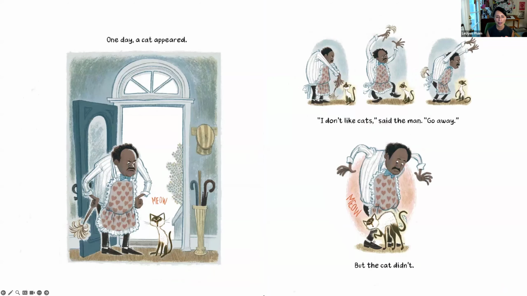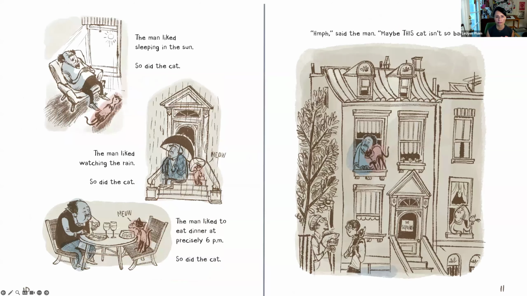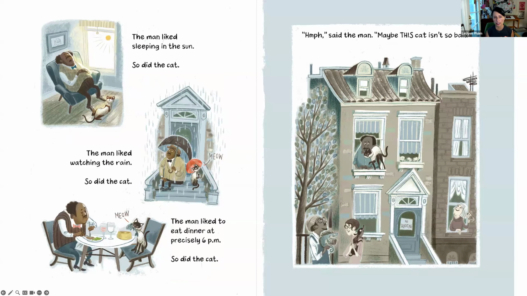One day, a cat appeared. Meow. I don't like cats, said the man. Go away. But the cat didn't. The man liked sleeping in the sun. So did the cat. The man liked watching the rain. So did the cat. The man liked to eat dinner at precisely 6 p.m. So did the cat. Huh, said the man. Maybe this cat isn't so bad.